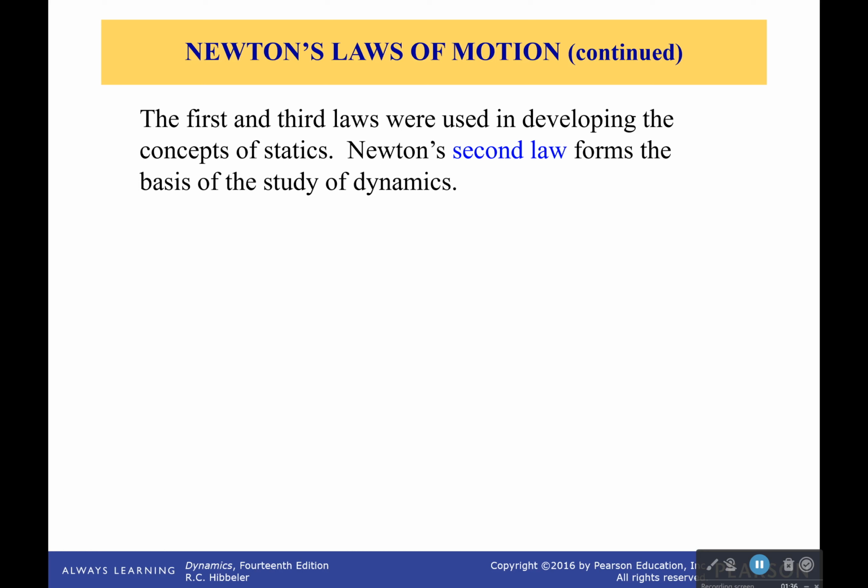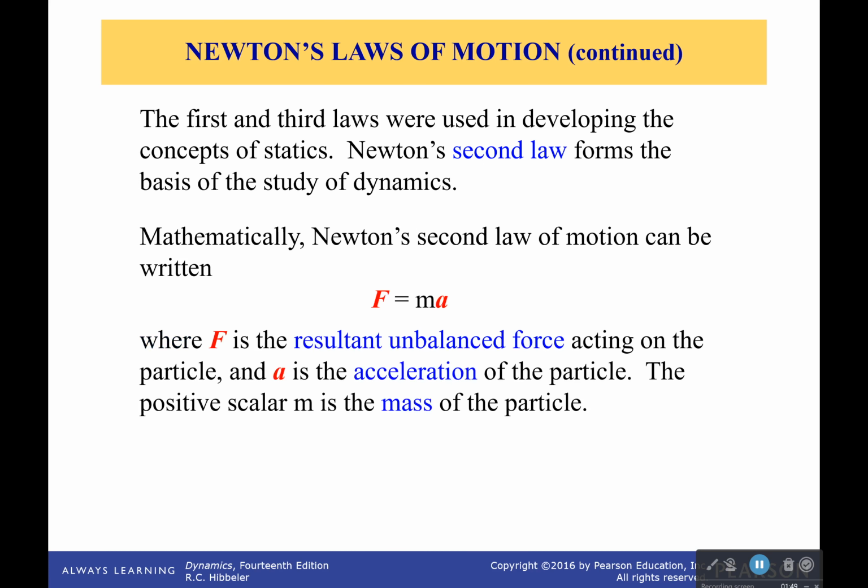Now, the first and third laws were used in developing the concept of statics. You remember that. Everything had to be, the sum of the forces had to be equal to 0. Now, Newton's second law is how we're going to get dynamics into this class. Because we're bringing in the fact that our forces are not going to sum to 0, so some of the forces will not be equal to 0 in this class. And so there is going to be an acceleration.